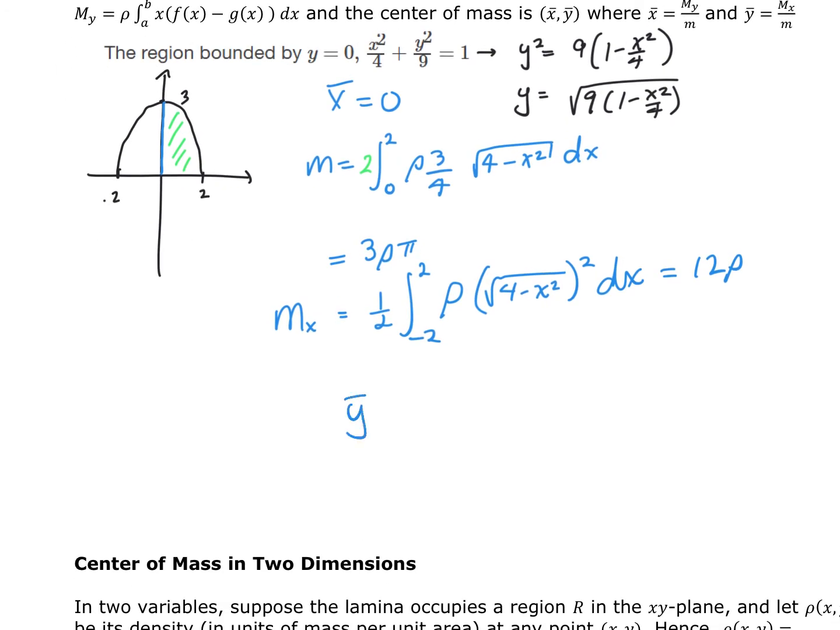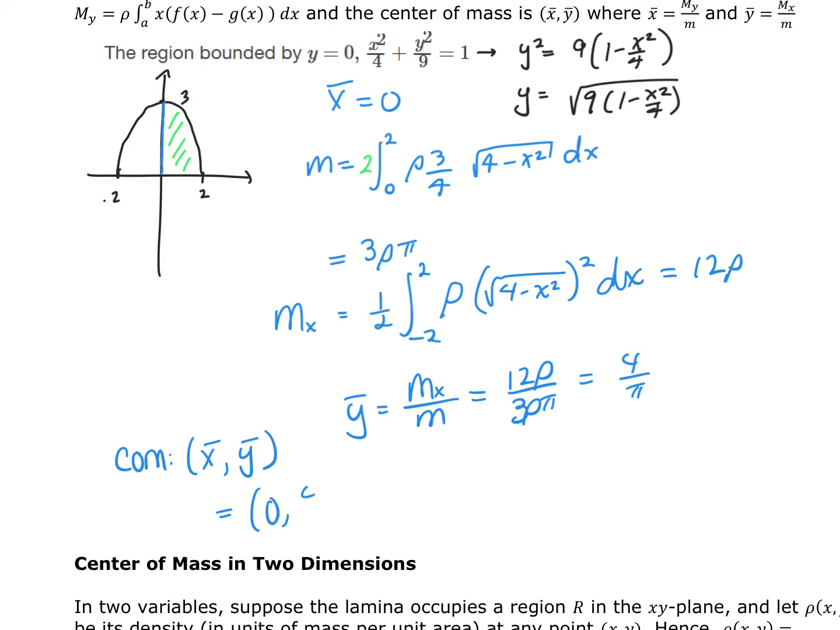My y bar is going to be equal to my moment with respect to x over my mass. So it's going to be 12 rho over 3 rho pi. And so I finally just get 4 over pi. So this is a nice refresher from our calculus 2. So my center of mass is going to be x bar comma y bar, which is going to be 0 and 4 over pi. Nice refresher.